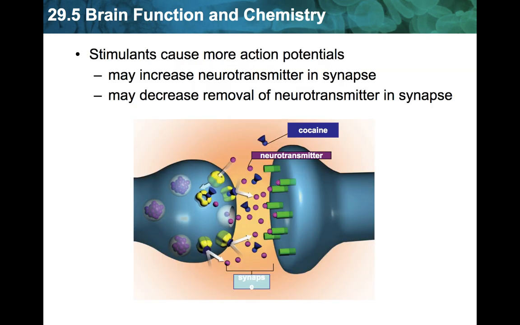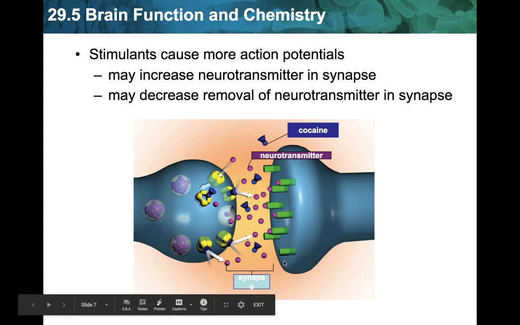Stimulants cause more action potentials. So it may increase neurotransmitter in the synapse, may decrease the removal of neurotransmitter in the synapse. So this is an example of cocaine. Those little tiny blue things, they kind of look like birdies, like those birdies in badminton. That's what they're shaped like to me. But anyway, they're not actually shaped like that. They're just using a shape to distinguish, in this case, what cocaine is representative of. So again, this is a picture of a synapse going on here.